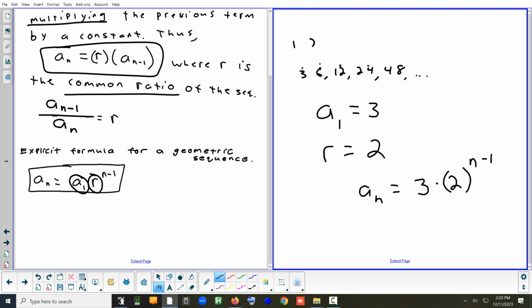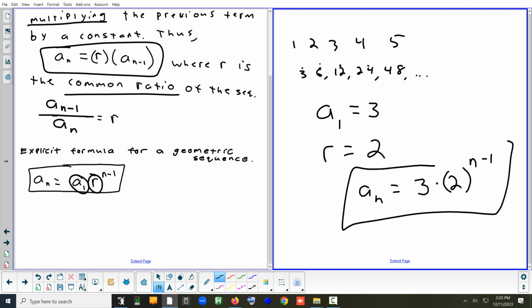Okay, so here's the first one, second, third, fourth, and fifth. Let's try the third one. Plug in 3 for n. What's 3 minus 1? 2. What's 2 squared? 4. What's 4 times 3? 12. That's exactly what's in the third spot. So this is a pattern that would predict the nth term. If you plug in 4, 4 minus 1 is 3. 2 cubed is 8, and then 8 times 3, 24.